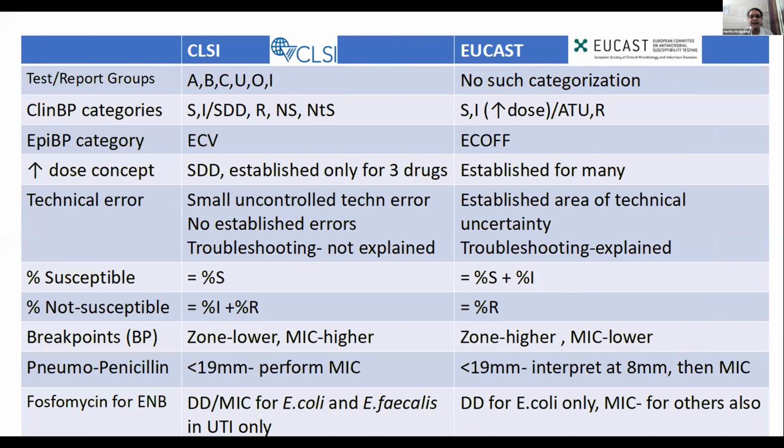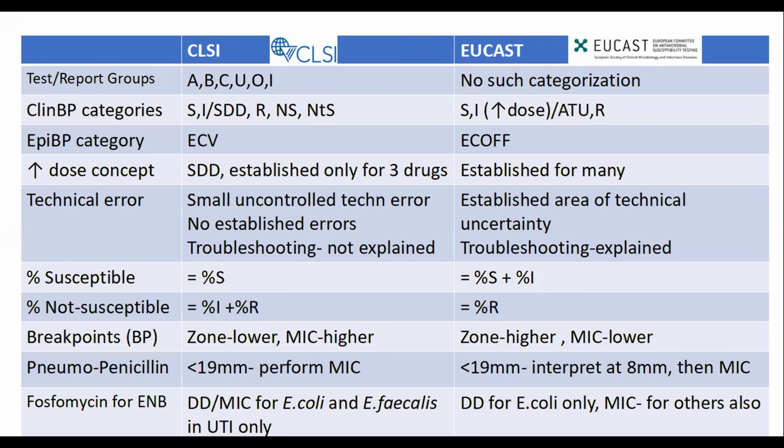Then coming to the next one, as Apurva sir already explained yesterday, there are certain report groups or test groups according to CLSI, like A, B, C, U, O, and I. I think all of you are aware of these groups. These groups are given only in CLSI. According to EUCAST, there is no such categorization. And for the clinical breakpoint categories, in CLSI there are many given: susceptible, intermediate, susceptible dose dependent, resistant, non-susceptible, and not susceptible. So these are the different clinical breakpoint categories available in CLSI.